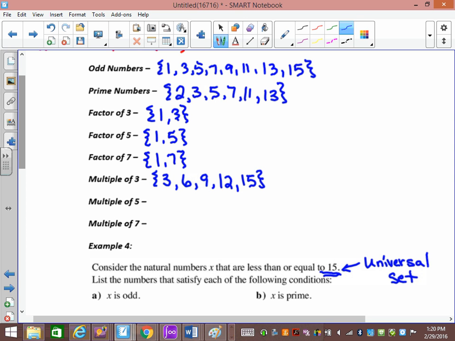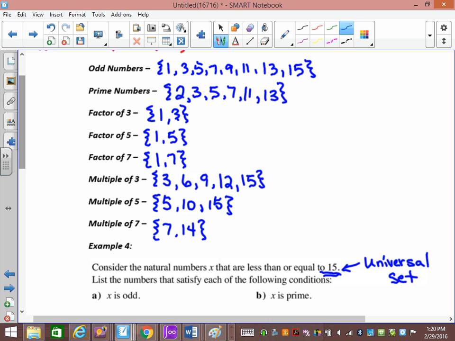Because our universal set limited us to 15. That's the great thing about the universal set. If you didn't have a universal set, we'd have to be writing forever, right? It would just keep going. Multiples of 5 that are inclusive of 1 to 15 are 5, 10, and 15. And then multiples of 7 are 7 and 14. 21 is another one, but we have to stop because we can't go past 15, right?